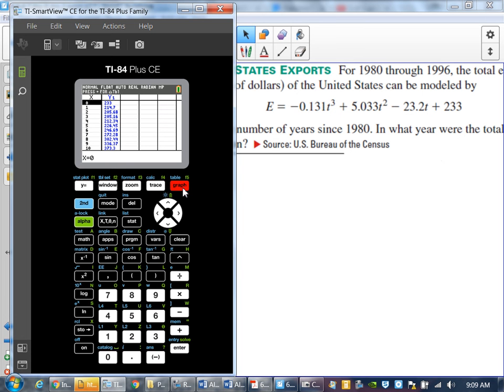I know that at 1980, year 0, it's $233 billion. Hey, guess what? If I put in 0 here, what do you get? Hallelujah. The y-intercept. It works. Okay? So now all you're doing is counting years to figure out when did it hit 312 and change. So 0, 81, 82, and so on. So it happens somewhere between 88 and 89.